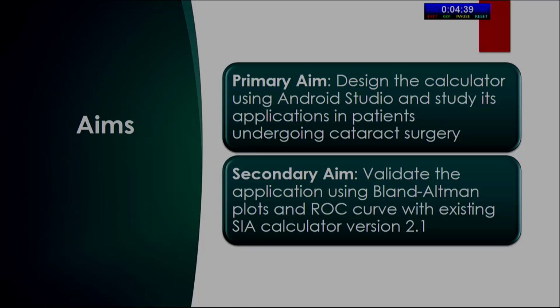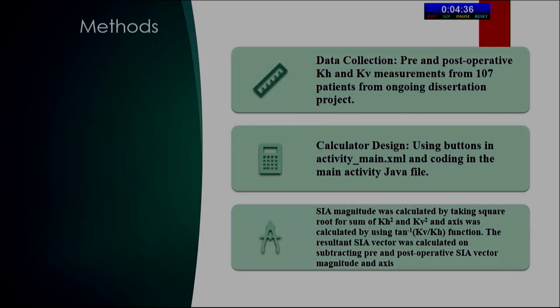The methods involved: we collected pre and post-operative KH and KV measurements from 107 patients from an ongoing dissertation project. The calculator design, the buttons and the interface was made using activity_main.xml, and the coding was done in a Java file. SIA magnitude was calculated by taking the square root of the sum of KH squared and KV squared, and axis was calculated by using the law of cosines, the tan inverse function, KV by KH. The resultant SIA vector was calculated by subtracting the pre and post-operative SIA vector, magnitude and axis.